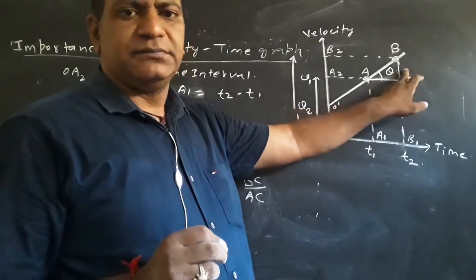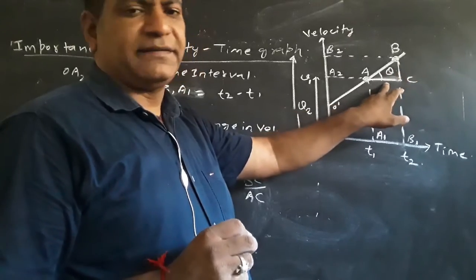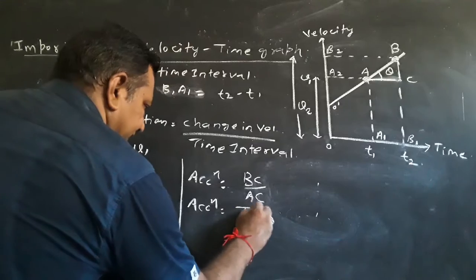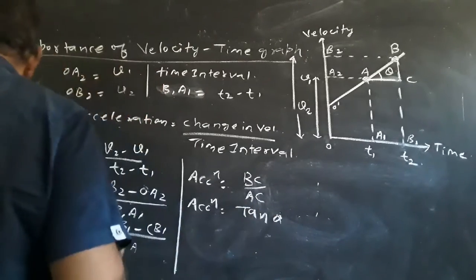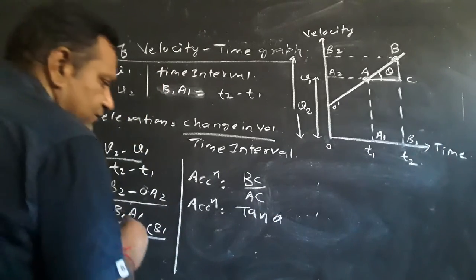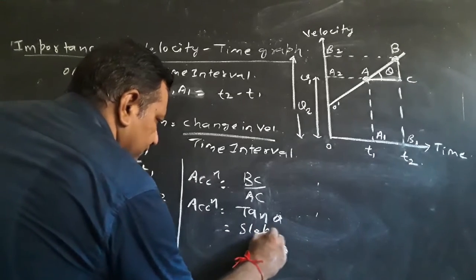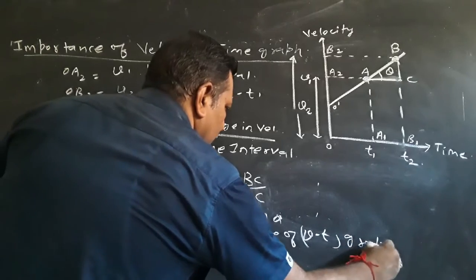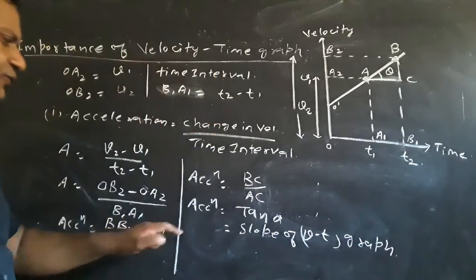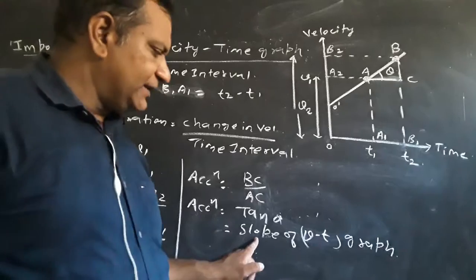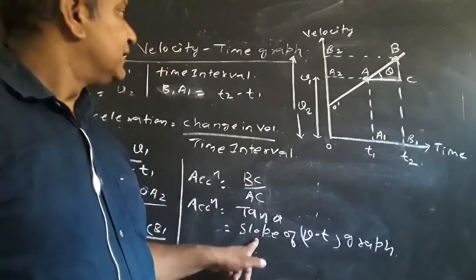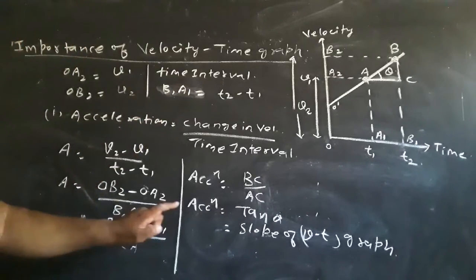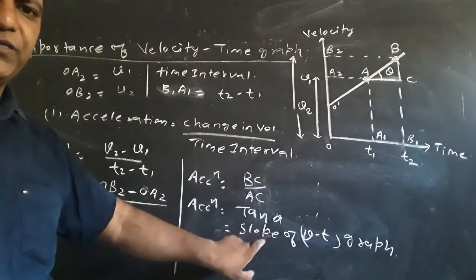BC is the perpendicular and AC is the base, so perpendicular upon base is equal to tan theta. So acceleration is equal to tan theta, which is the slope of the velocity time graph. So from the velocity time graph, if we have to find the acceleration, we have to find the slope of the velocity time graph. With the help of the velocity time graph, first we can calculate acceleration: acceleration is equal to the slope of the velocity time graph.